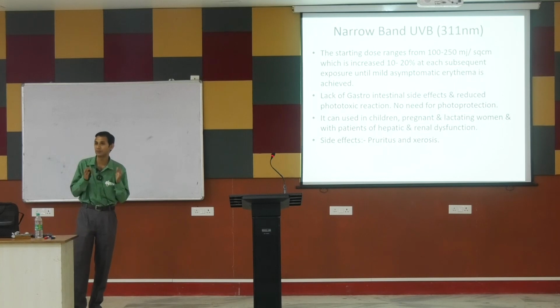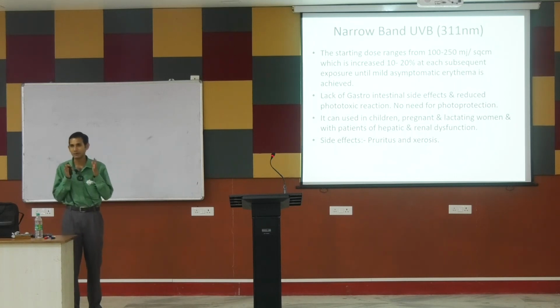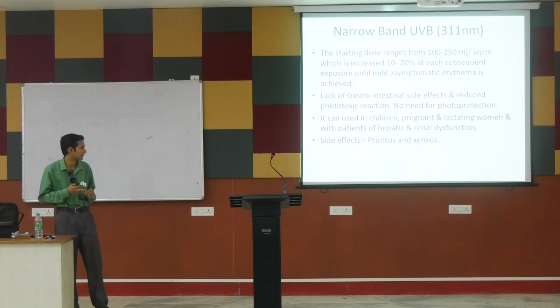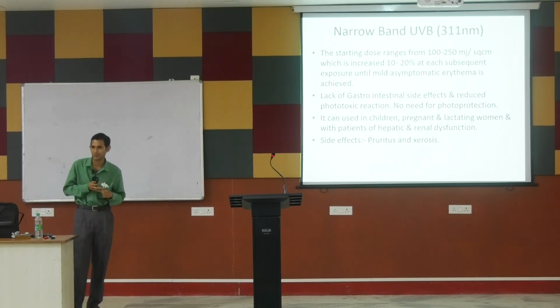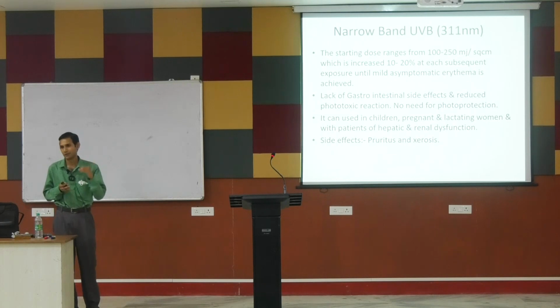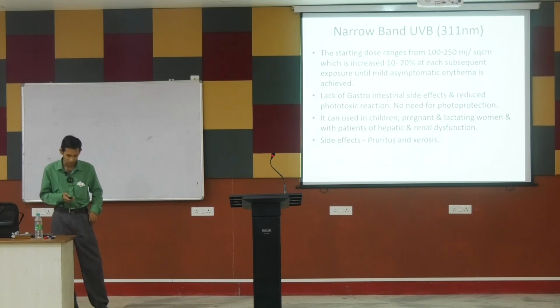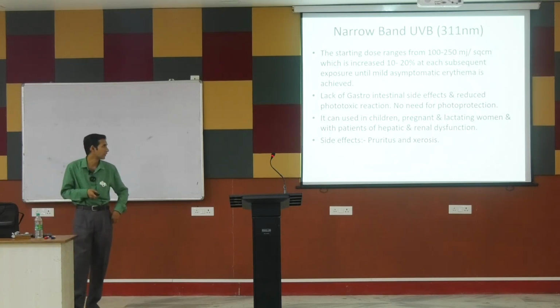But in most cases, the facility is not available. The machine is not present. If the facility is available, it is the most effective treatment. But the most important side effects are pruritus and xerosis. Xerosis means dry skin, that is xerotic skin, or sometimes the patient may complain of itching. This complaint can usually be minimized by application of emollient lotion. Narrowband UV therapy is done for 2 days in a week, and subsequently 3 days of the week can be done, but it cannot be done on consecutive days. The most important thing is the particular wavelength of light.